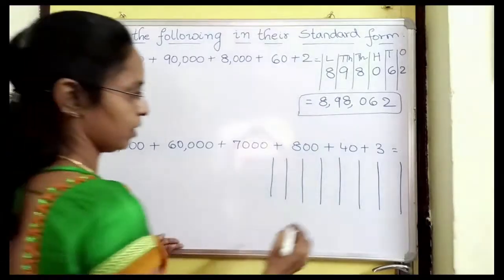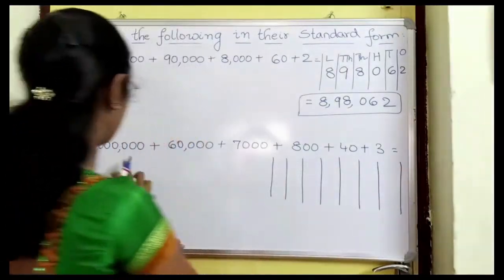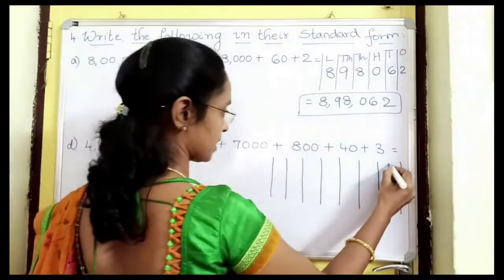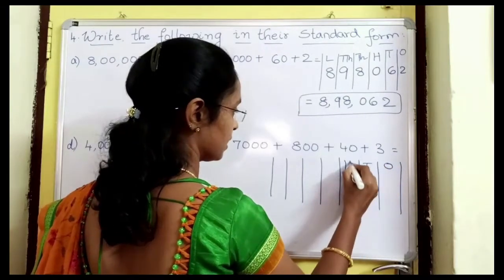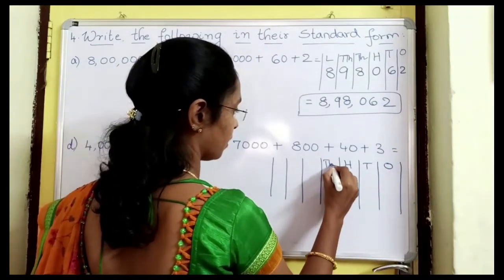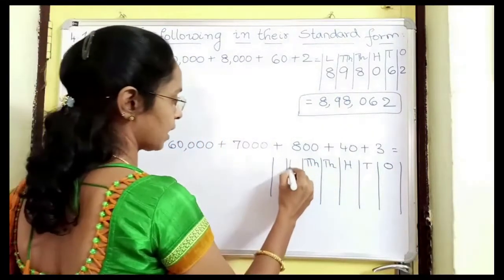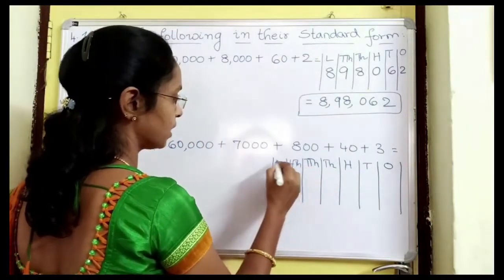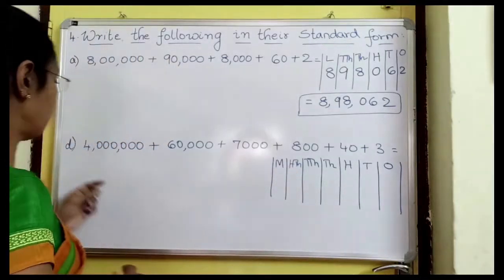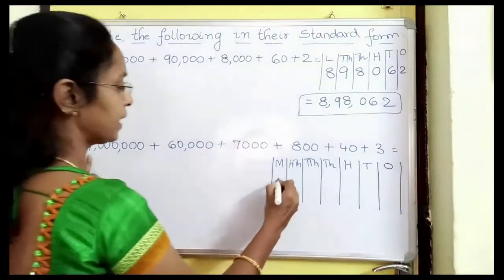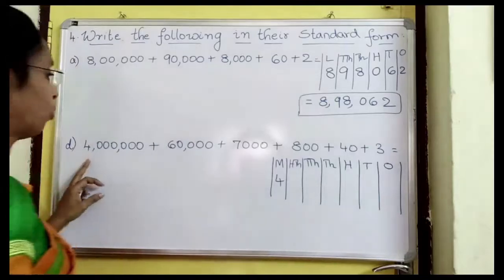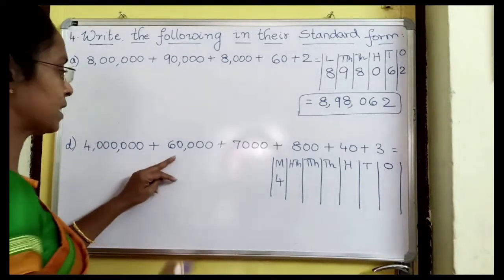7 digits are there. So when it is 7 digits and in the international system, give the places: ones, tens, hundreds, thousands. This is in the international system. Next comes 100, 1000, then millions. Now place the numbers. 4 is in the millions place. So 4 million. Place 4 in the millions place.